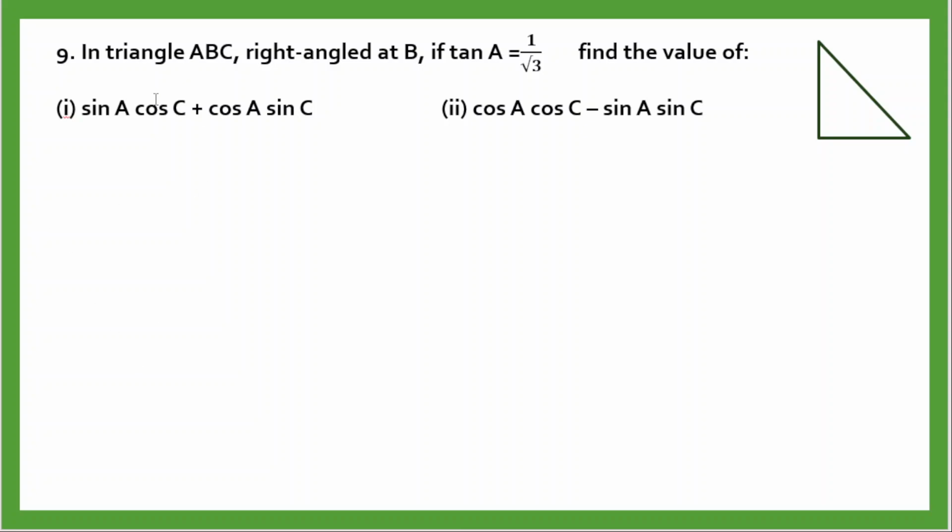Question number 9. In triangle ABC, right angled at B. So it is right angled at B. Tan A is equals to 1 by root 3. Okay. We have to find these values. So A, B, C. What is your tan A? Your tan A is equals to BC divided by AB. It is equals to 1 by root 3. Let it be K. So this BC is your 1K and AB is equals to root 3K.